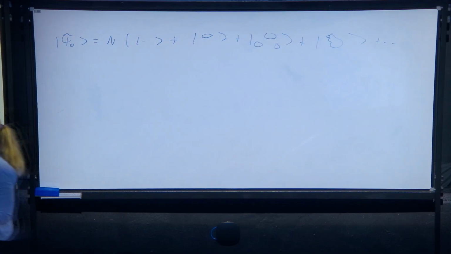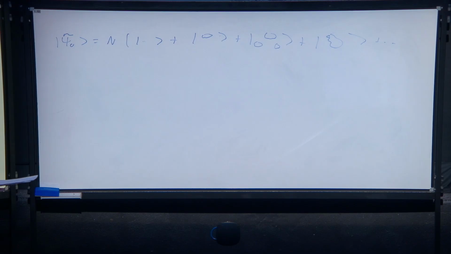Well, if the Hamiltonian is exactly x everywhere, then there will be no domain walls. No, these are domain walls in the z basis.